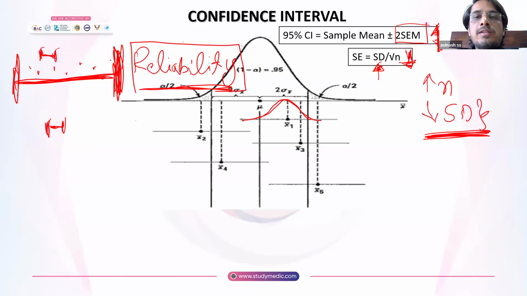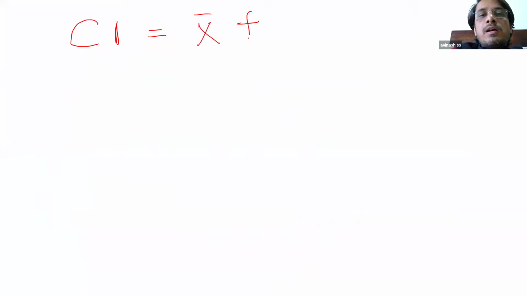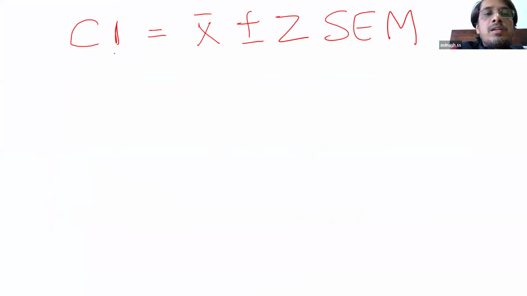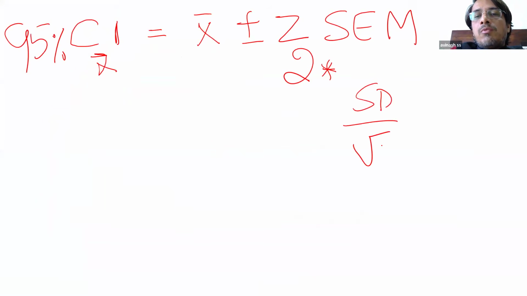So the question is, when the sample size is more, what will happen to the confidence interval? Confidence interval of mean is equal to mean plus or minus z times the standard error of mean. z is 2, or 1.96 if it is a 95% confidence interval. Now what is SEM? It is SD by square root of n.